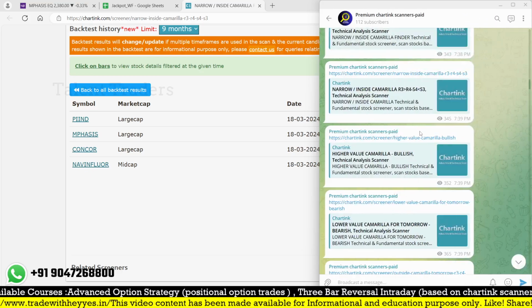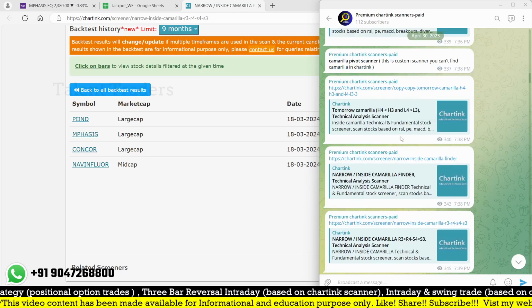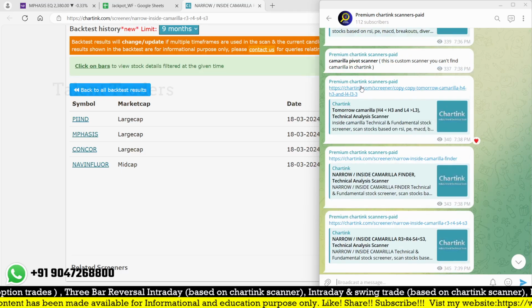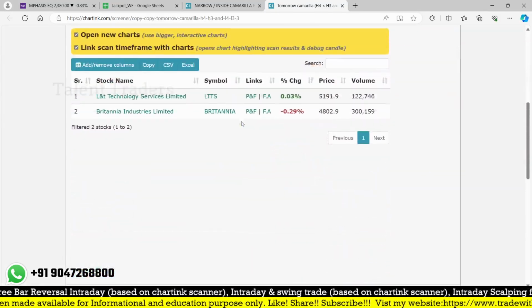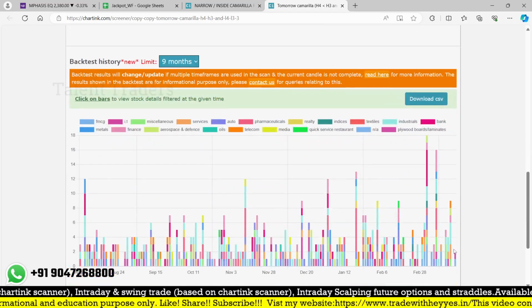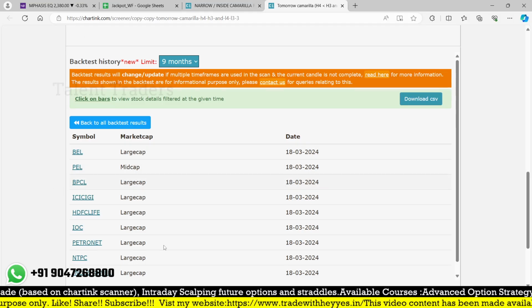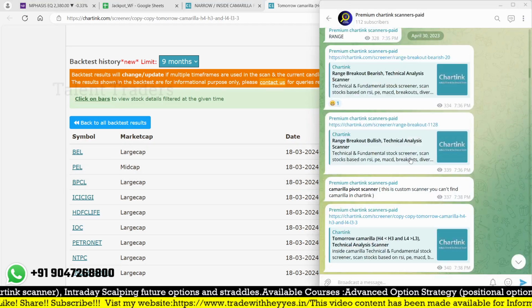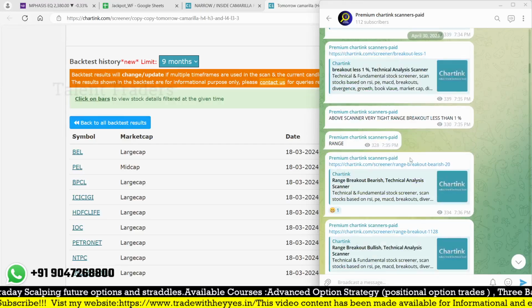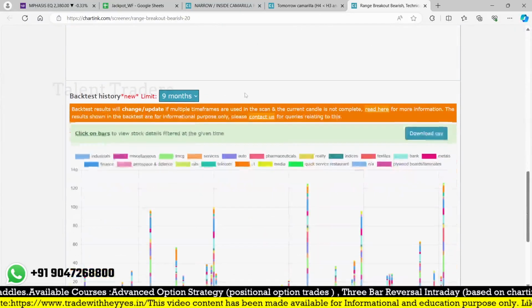ASM oscillator is a dashboard. That is one of the dashboards I have already mentioned, and it is also available. Here there is one more Camarilla scanner, L3 H3. Let me check today. Sorry, it is about tomorrow. So let me check the previous one, and the same for BPCL. That is the Camarilla and range breakout scanner. That would be a range breakout, bearish or bullish, whatever you are looking for.